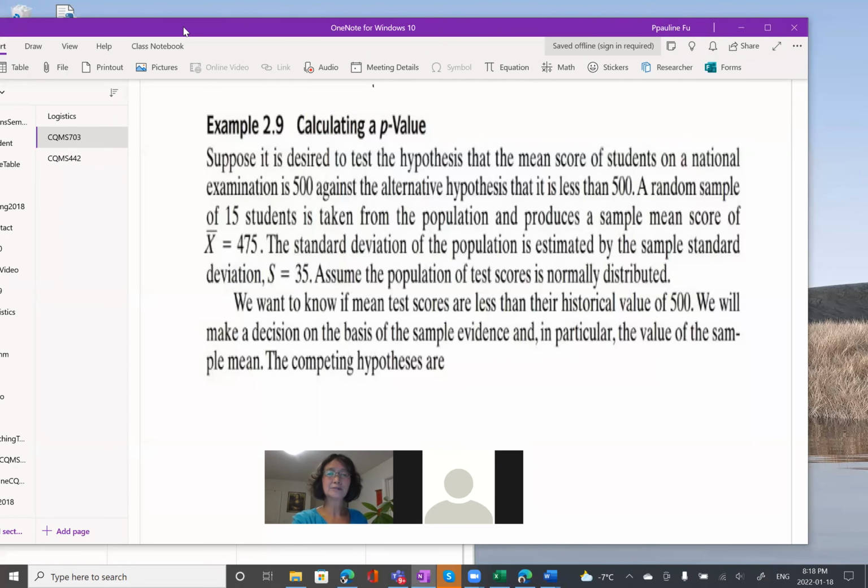Suppose we are designing a test of the hypothesis that the mean score of students on a national examination is 500, against the alternative hypothesis that it is less than 500. A random sample of 15 students is taken from the population and produces a sample mean score of 475. The standard deviation of the sample is 35. Assume the population is normally distributed.